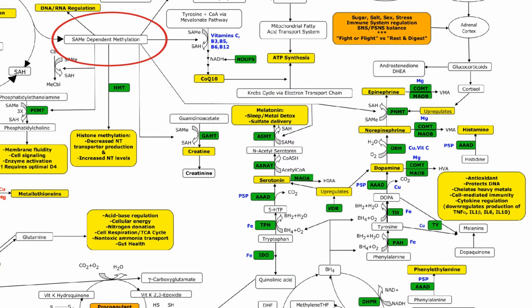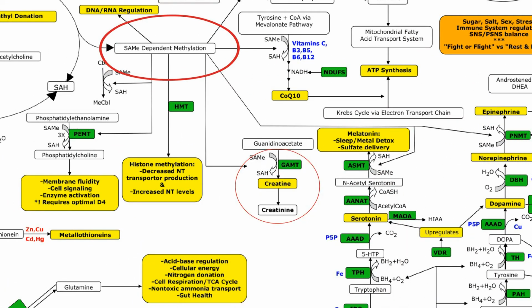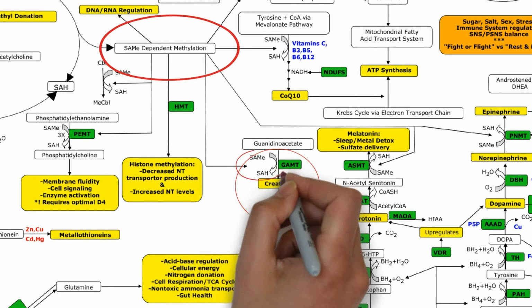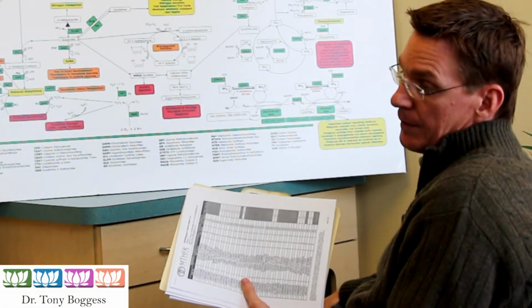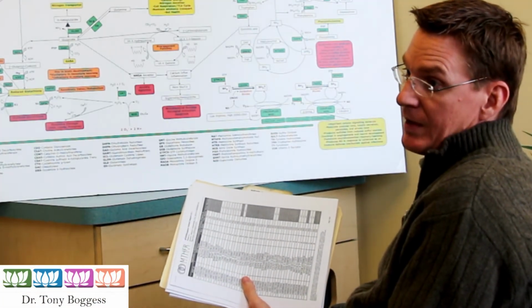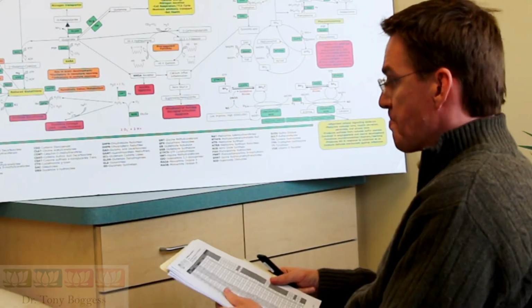In all reality, the vast majority of SAM-dependent methylation goes towards the creatine cycle. But it's not without clinical importance that SAM-dependent methylation is the driving factor for neurotransmitter interpathway metabolism. Okay? All right.